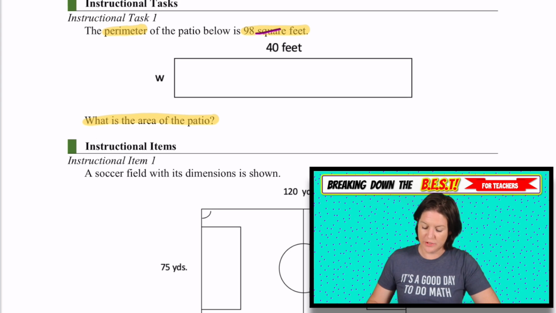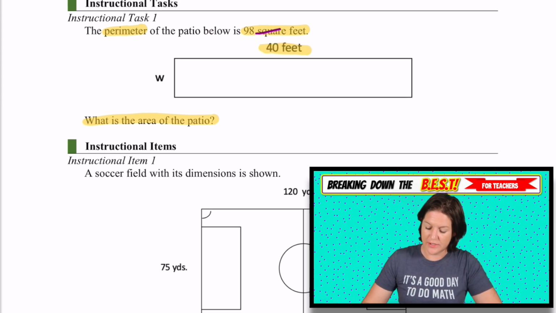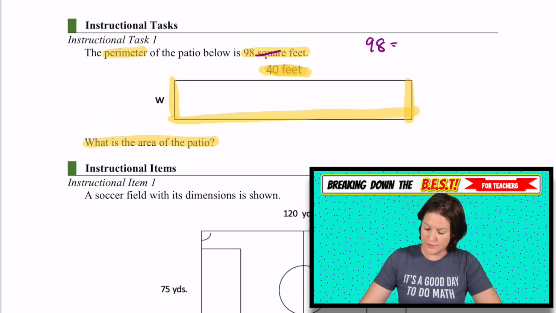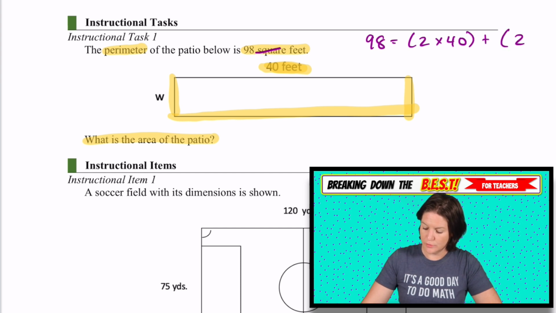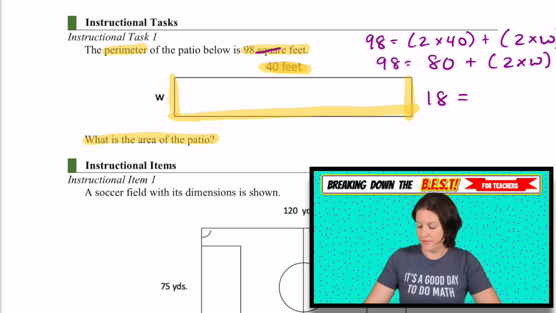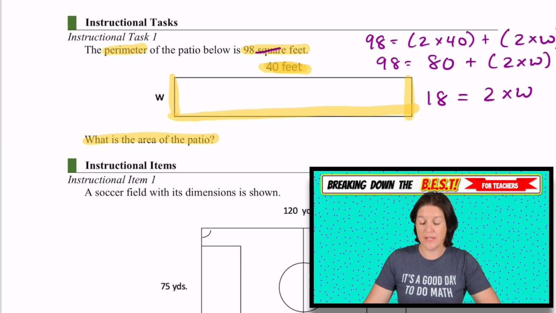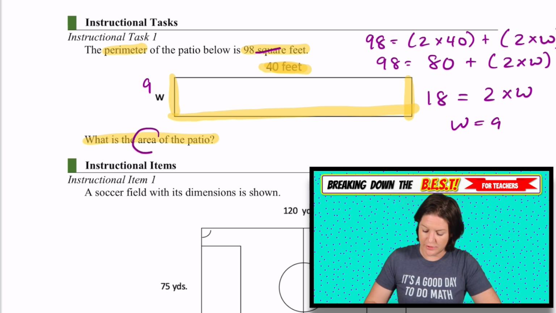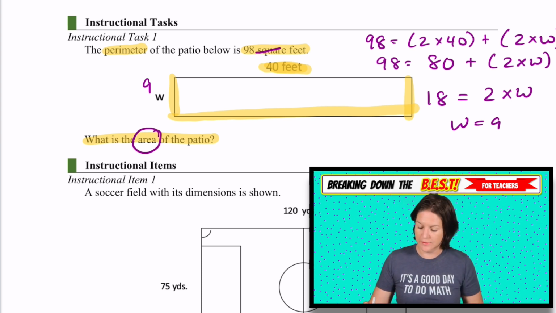So first for this, we have to figure out what we are given one side here. So 40 feet plus 40 feet plus what equals 98 feet. 98 equals 2 times 40, or 40 plus 40, plus 2 times W, and we know that 2 times 40 is 80 feet, plus 2 times W. So we know that 18 feet would be left, and 2 times what equals 18? That would be 2 times 9, so W equals 9. And now that we know that, we can figure out the area by multiplying the length times the width.